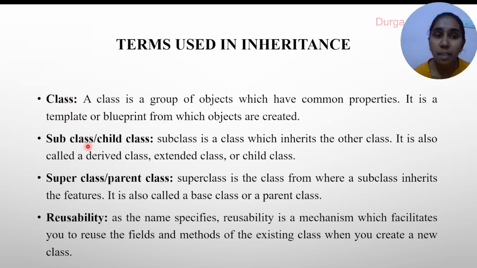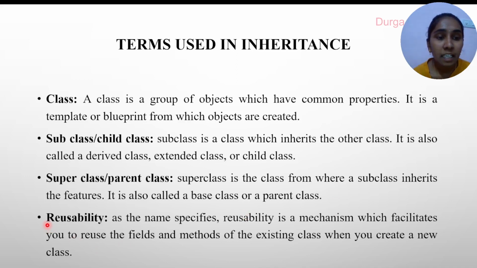The next one is subclass or child class. Subclass is a class which inherits the other class. It is also called a derived class or extended class. The class which extends from a superclass is nothing but a subclass. Next one is superclass. Superclass is nothing but a class from where the subclass inherits the features and behaviors. It is also known as base class or parent class.